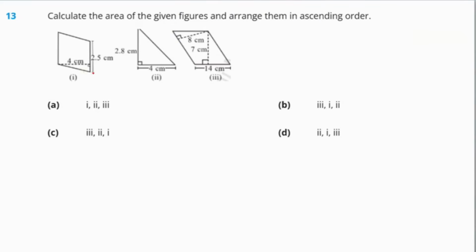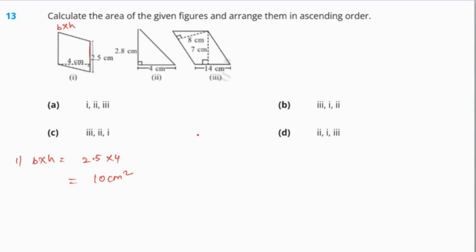If we go with the first figure, we can clearly see it is a parallelogram, and the area of the parallelogram is base into height. Base is given to us, which is 2.5 for the first figure. We will go with the formula base into height. Base is 2.5 and height is 4. When we solve it, we will get 10 centimeters square. That will be the area of the first figure.